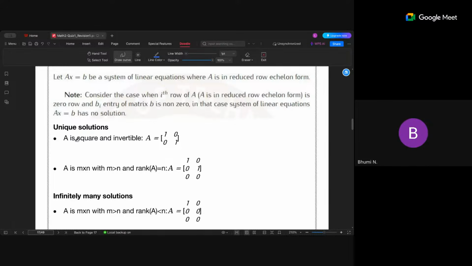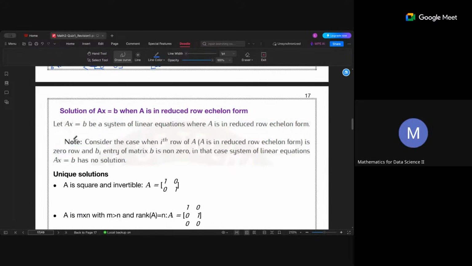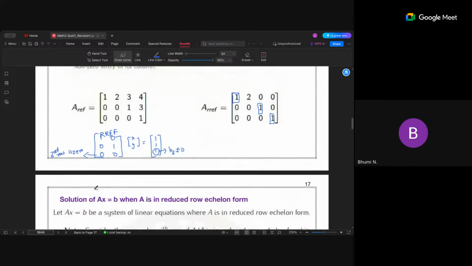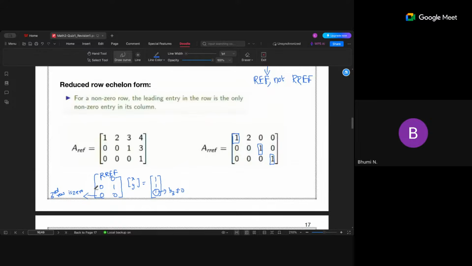Ma'am, I actually wanted to ask something. In the reduced row echelon form of the matrix, in this example, how is 2 in the reduced row echelon form? Because in this column, no leading entries are there.